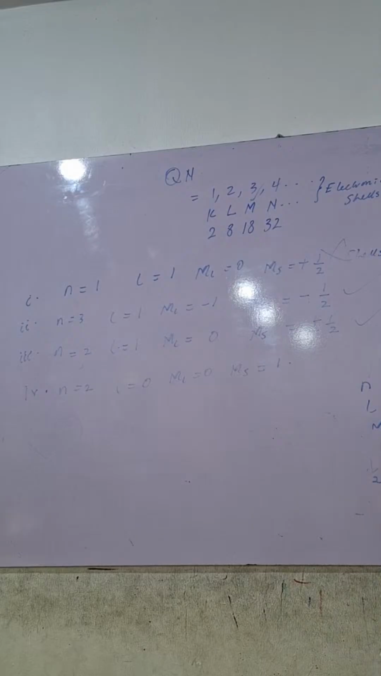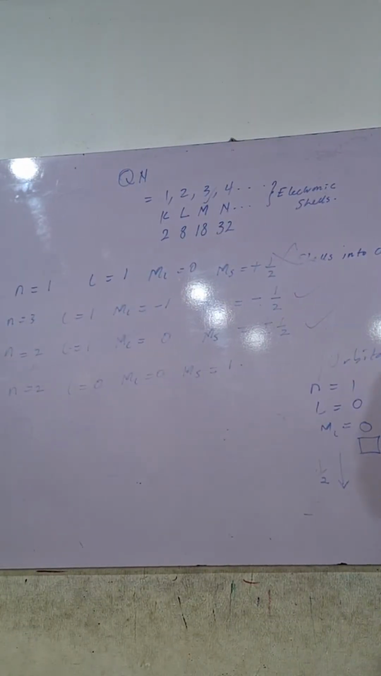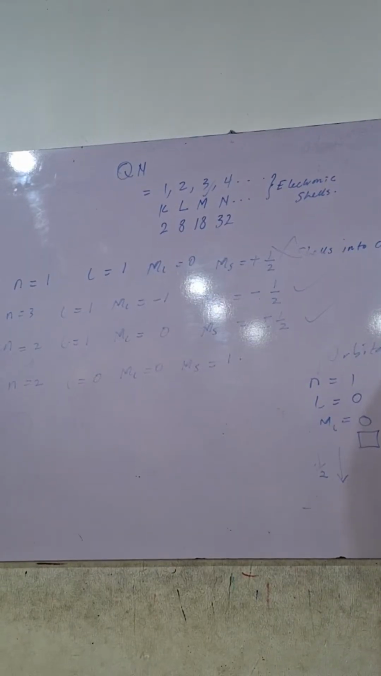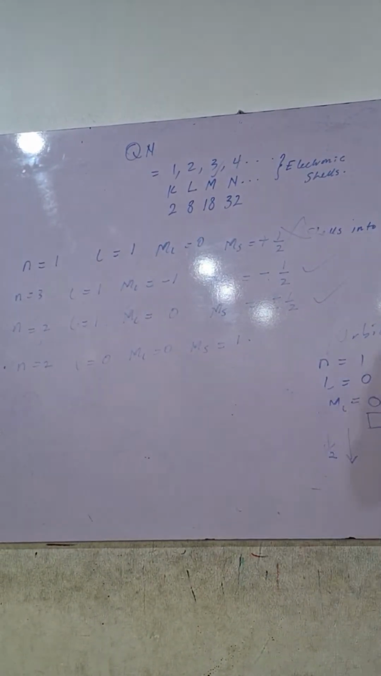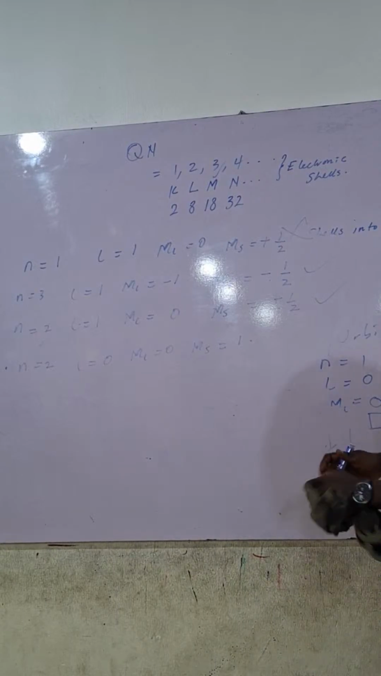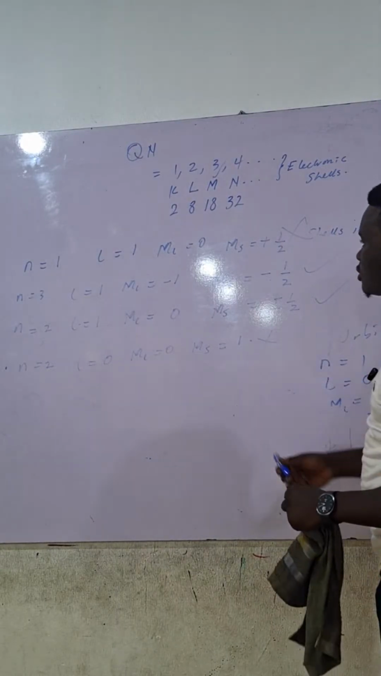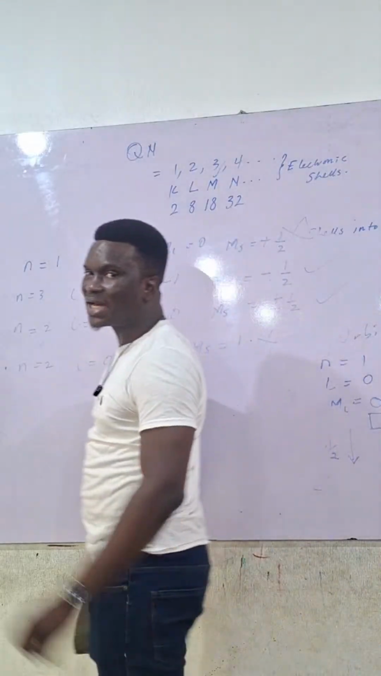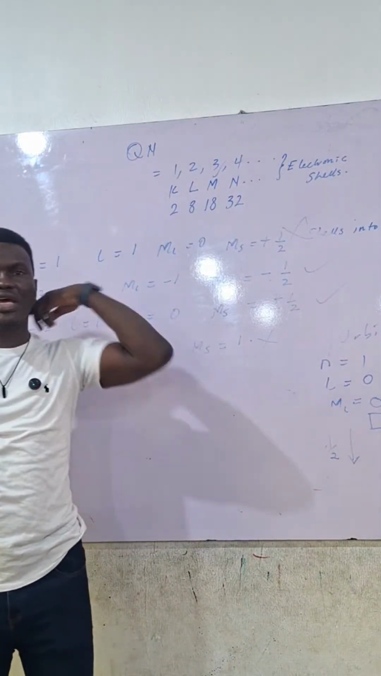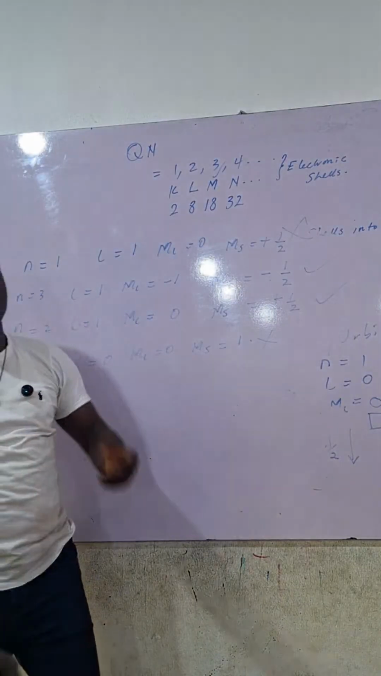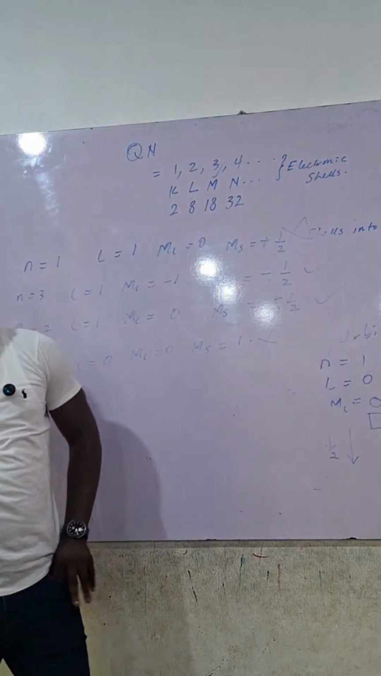If n is 2, l is 0, ml is 0, is that permissible? Yes, but ms cannot be 1. So this is not permissible. So you have 2 and 3. So that's all on quantum numbers. Do you get what we are saying now? So can we move on to the next thing?